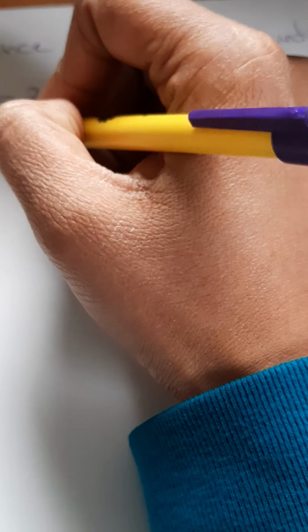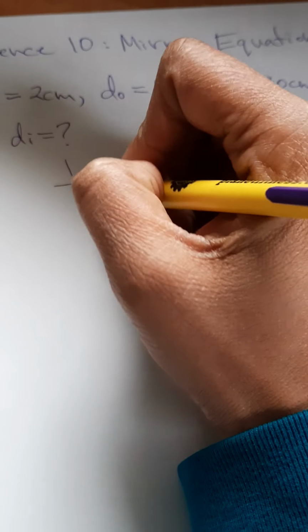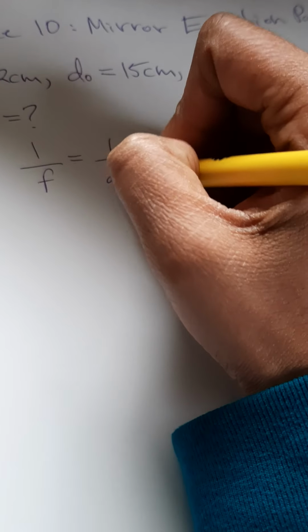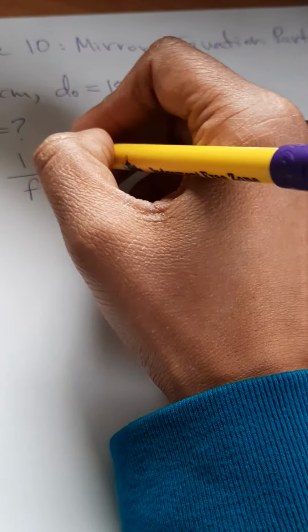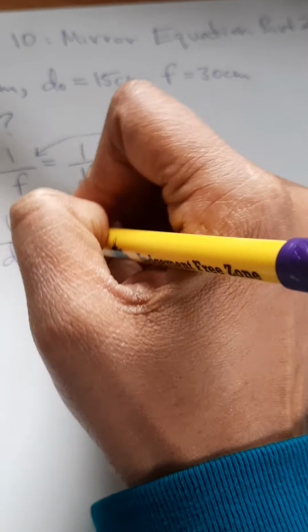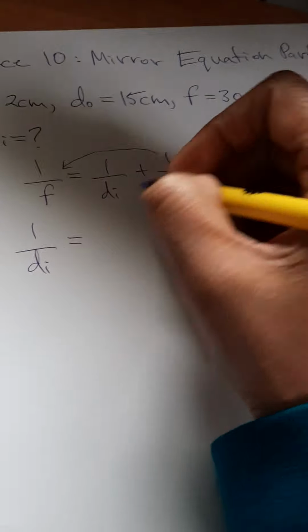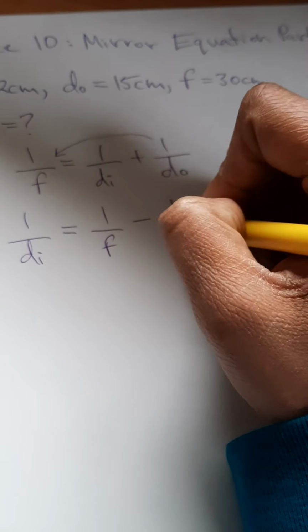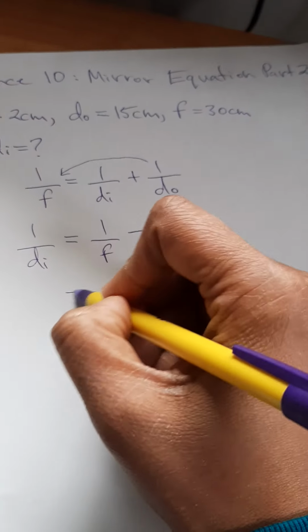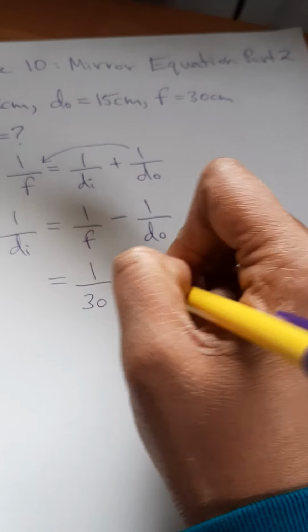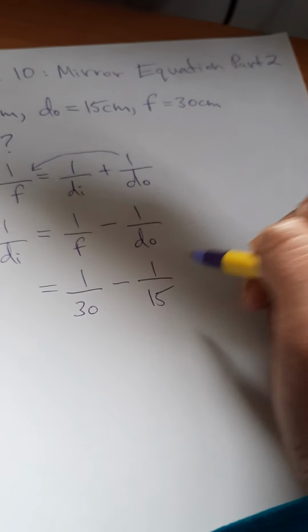So first we're going to start off with the distance of the image, di. One more time, remember you're just going to write out the formula. So it's 1 over f equals 1 over di plus 1 over do. When I'm looking for the image distance, you're just going to rearrange the formula. So 1 over di equals 1 over f minus 1 over do. Now you can just plug in your values. I have the focal length, which is 30 centimeters, and the distance of the object is 15.